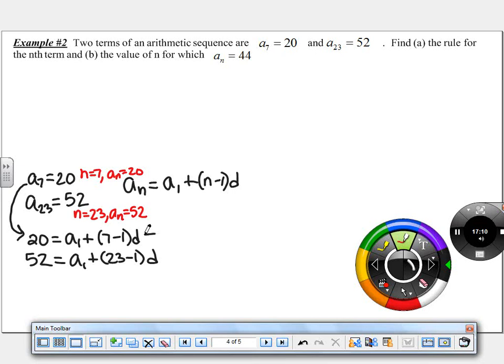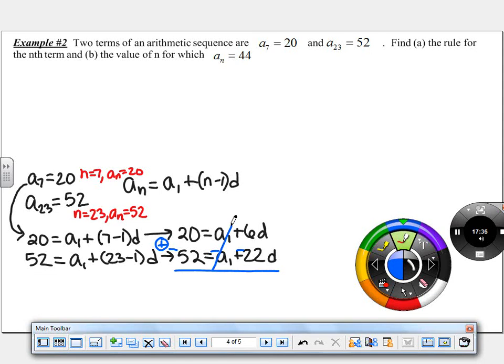So if I look at each of these a little bit closer, I really have 20 equals a sub 1 plus 6d, and I have 52 is equal to a sub 1 plus 22d. If I multiply each of these by negative 1 and then add them together in order to perform elimination on this system, then the a1s will cancel out, and I would have negative 16d equals negative 32, and that would give me that d is equal to 2. So I now have my common difference.